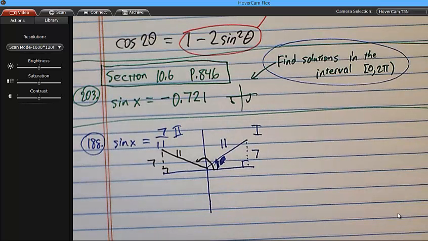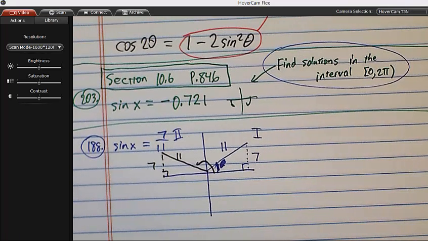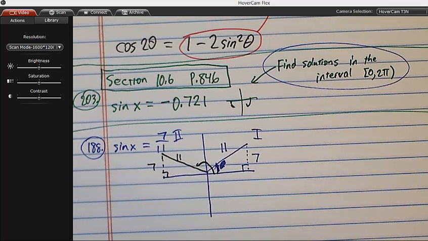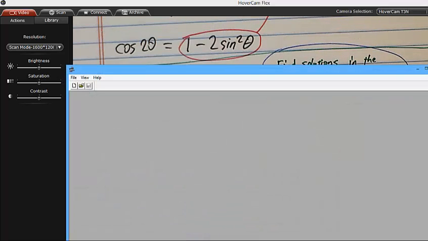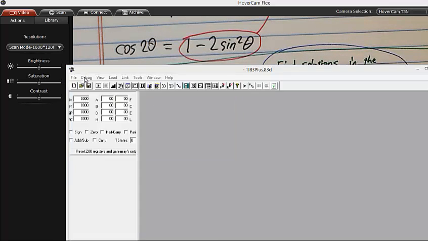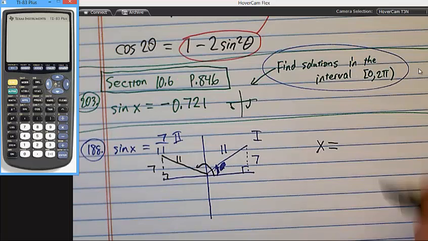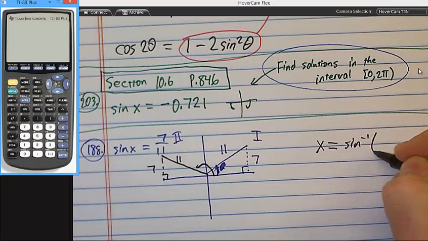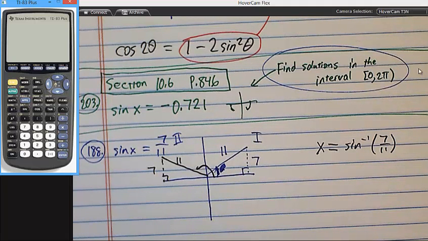You guys follow that? Now, I'm about to use my calculator here, and I want to show you guys something. The calculator has a function that will help me find one of these answers. And the one it'll help me find, x could be, if I type in the inverse sine of 7 over 11, that'll give me one of the answers, right? Inverse sine of 7/11. But which answer will that give me? The one in quadrant 1 or the one in quadrant 2?